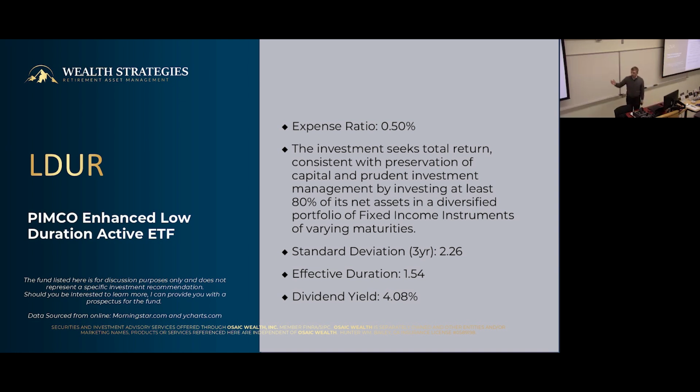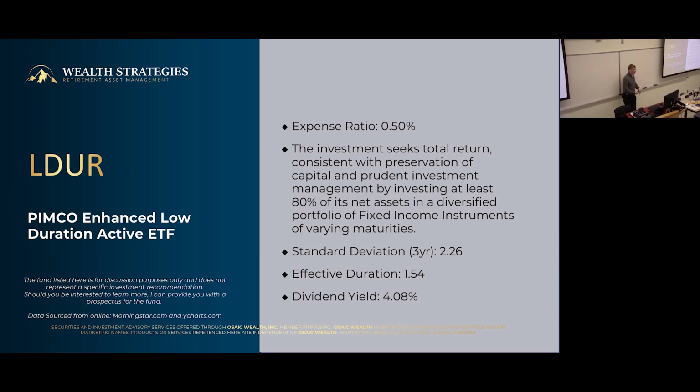So we still get a decent dividend yield. It's not quite as high as the rest. I'm not sure why. I haven't crawled through the holdings of this in a little bit, but the dividend yield is 4.08%. Duration is still low at 1.54, and standard deviation is still low at 2.26. So we're hoping that we don't see a whole lot of movement back and forth. We just want nice, stable income assets in stage one.